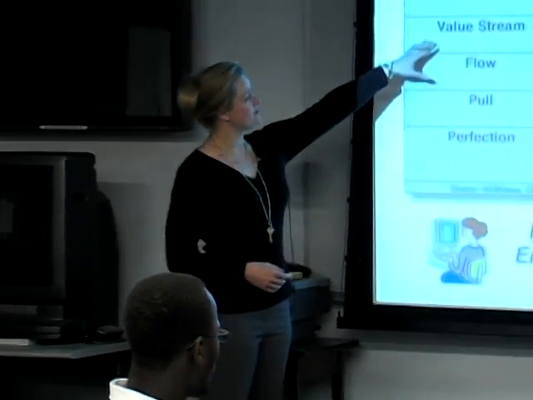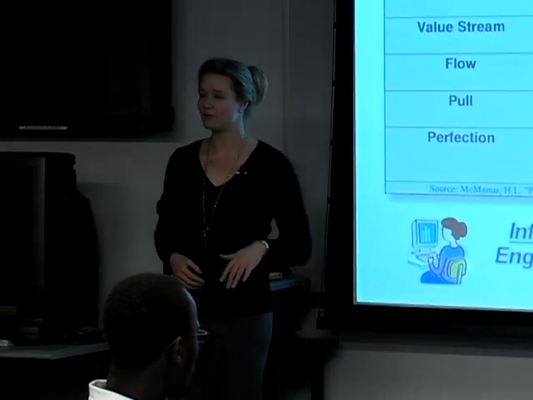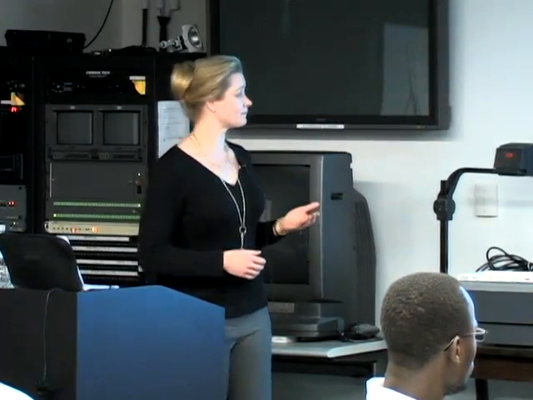Now we go down to the value stream. You can do a value stream map for information, just like you can for material flow. The one difference is what's actually flowing through that.